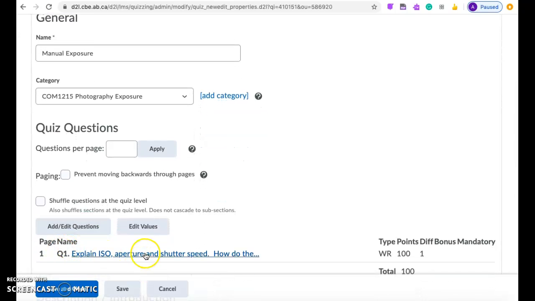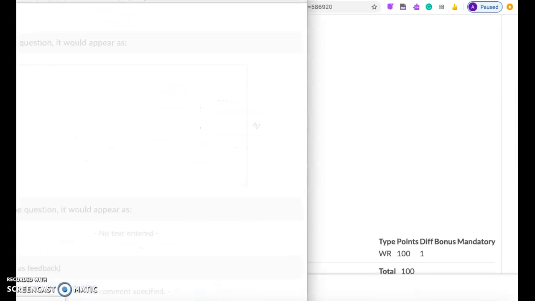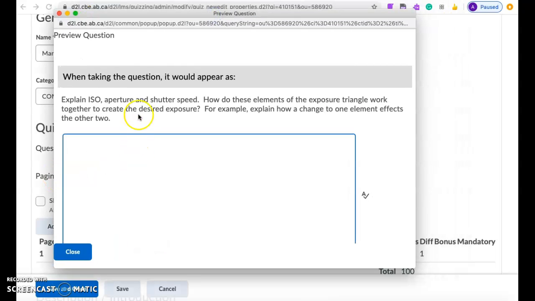Here the question is, explain ISO, aperture, and shutter speed. How do these elements of the exposure triangle work together to create the desired exposure? For example, explain how a change to one element affects the other two.